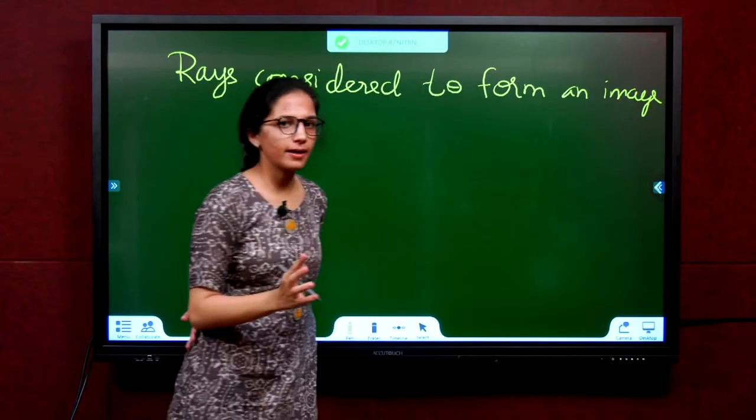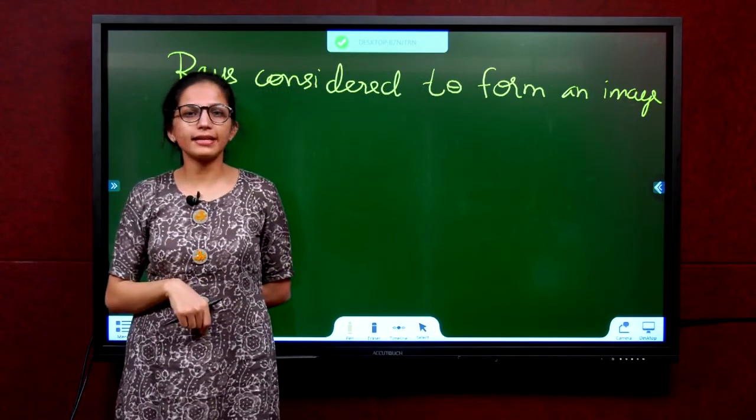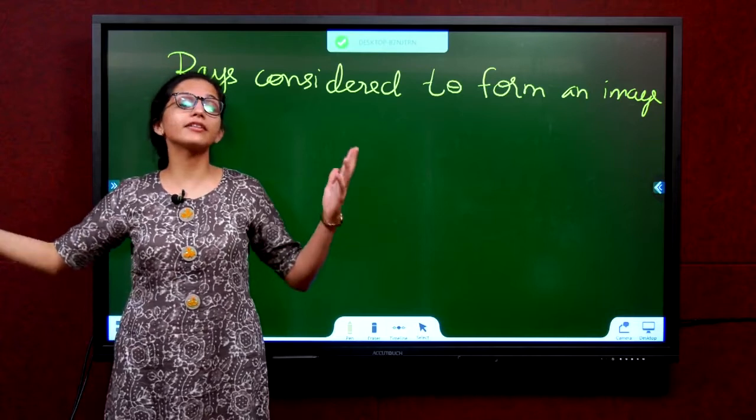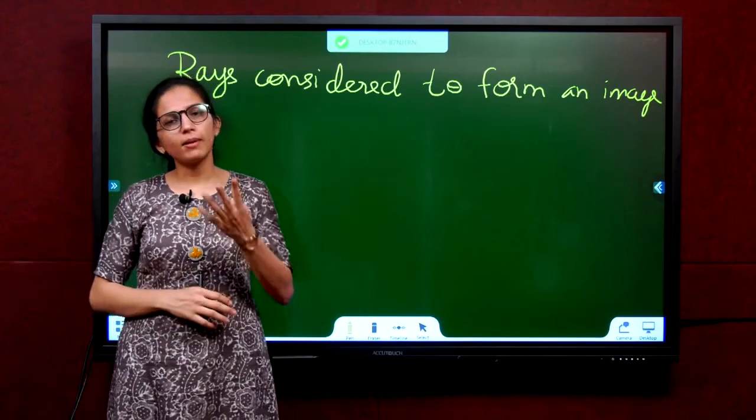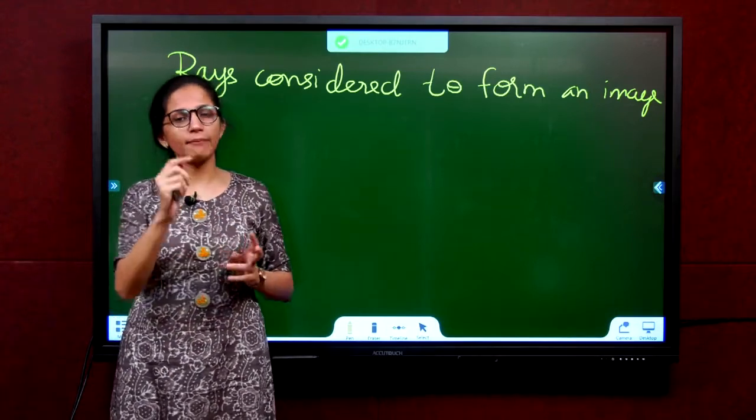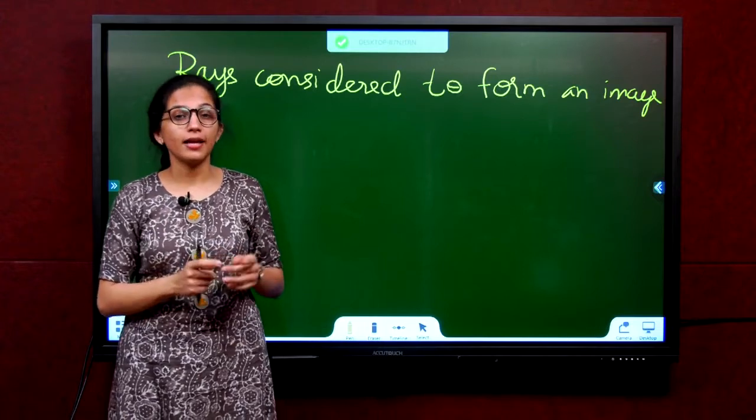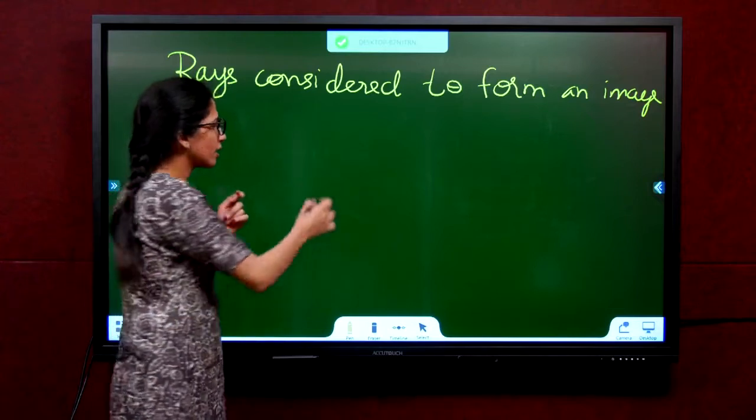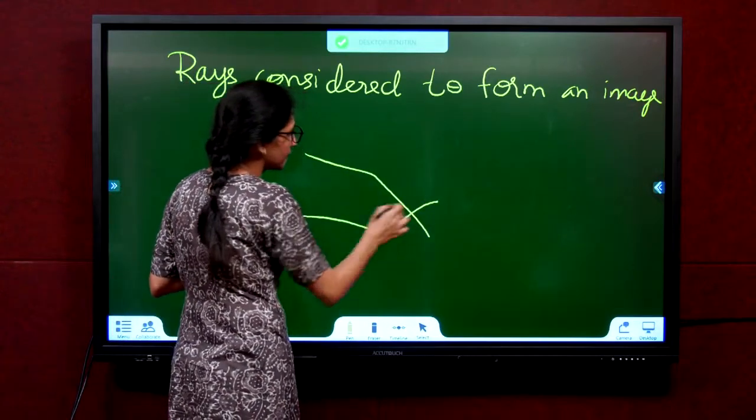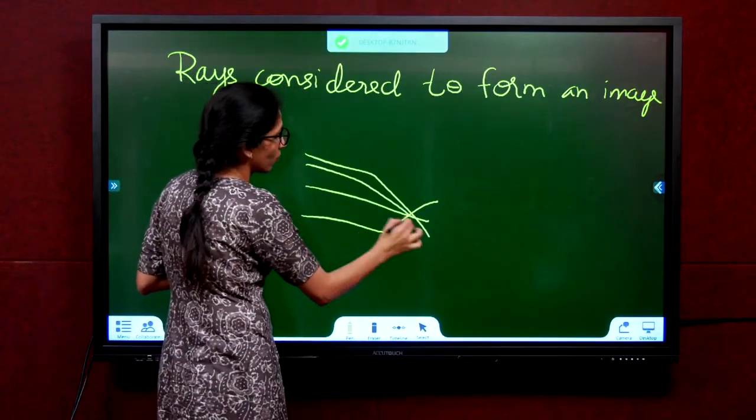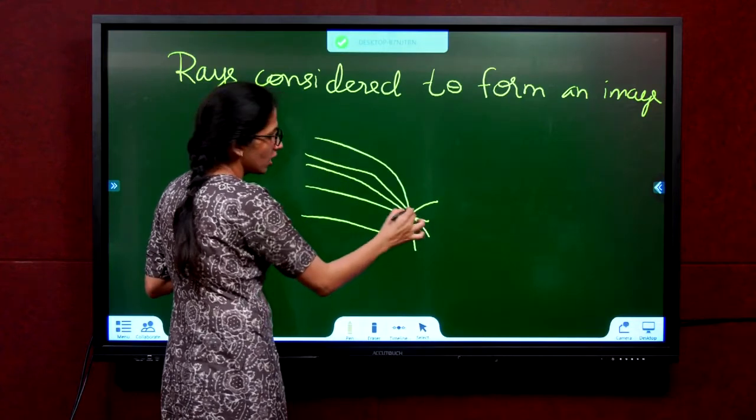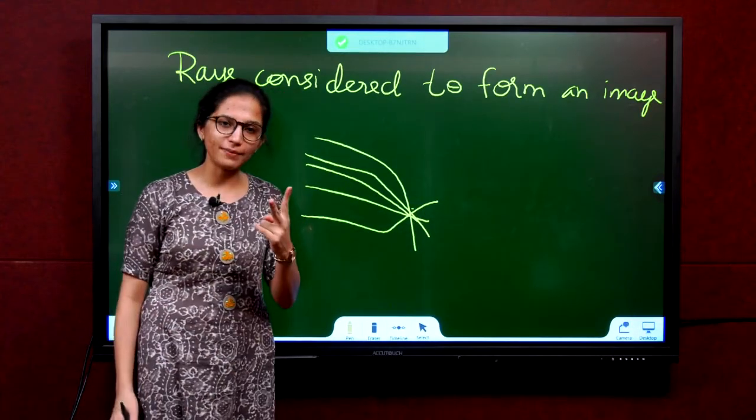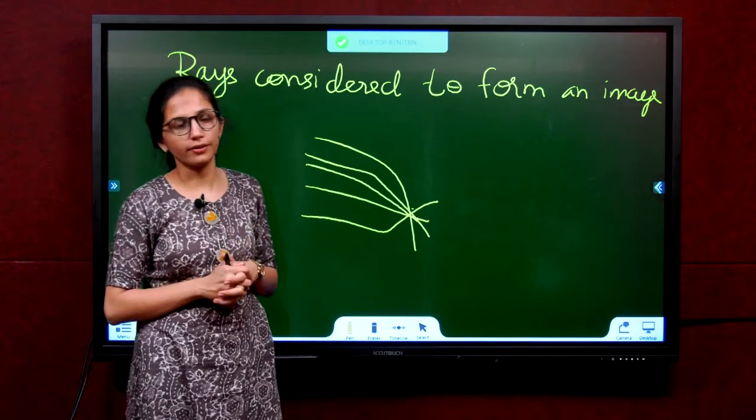Why only 4 rays, ma'am? Are there only 4 rays in reality? No, you have hundreds and thousands and crores of rays. But we will be considering only 4 rays. Why? I made you write one small note saying that for an image to form, you need a minimum of 2 rays to meet. If these 2 rays are meeting here, that means any other ray that is coming will meet here only.